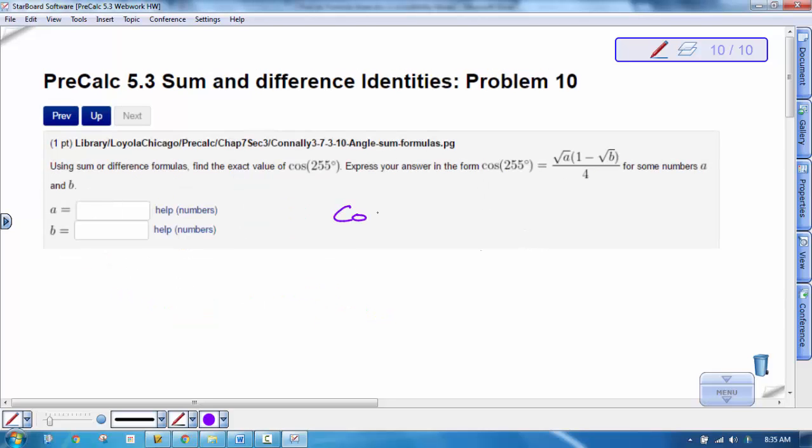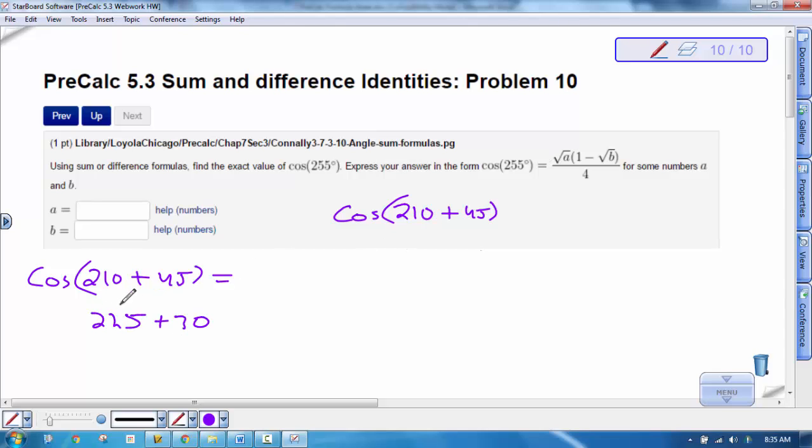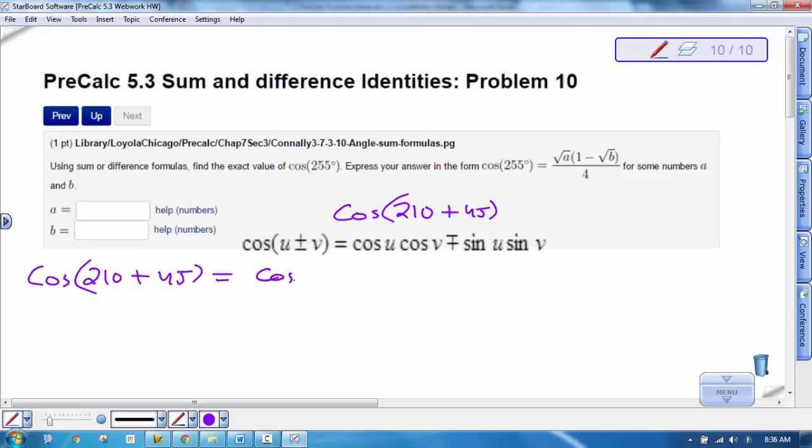Last problem gives us this. Let's turn that into cosine of 210 plus 45, for example. And then use the cosine sum formula. So we have 210 plus 45. Now you also could do a different one. You could do 225 plus 30 as well. But the reason why I'm doing these is because I have exact values for these. So when I use the cosine formula, I can just fill this out.